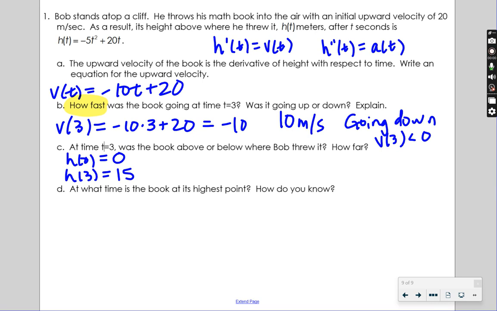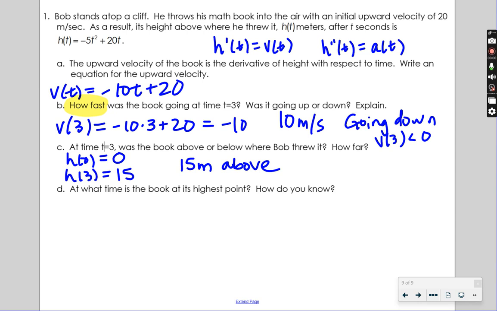Compare these two. If I were to subtract, was it above or below where he threw it, and how far? Above. Above by how much? 15 meters above. So for displacement, you just subtract those two. At what time is the book at its highest point?